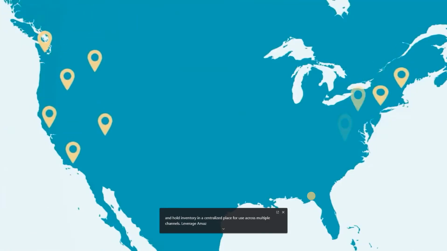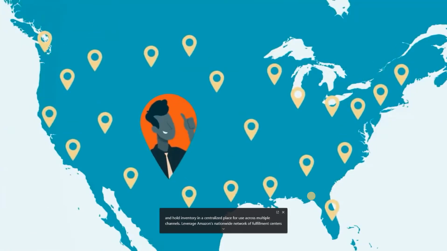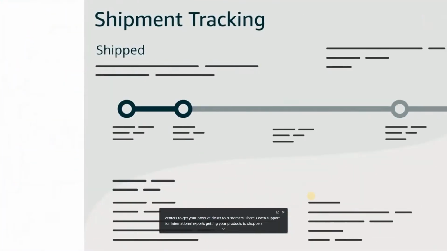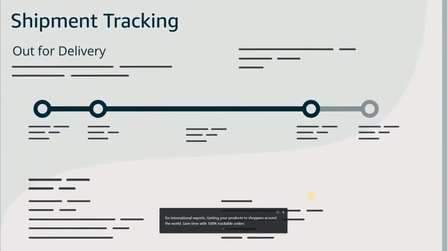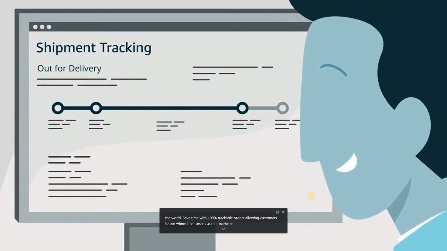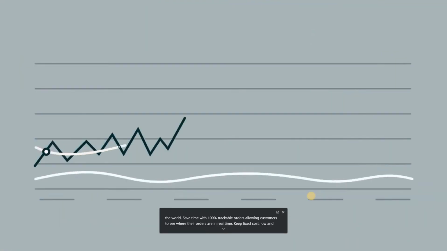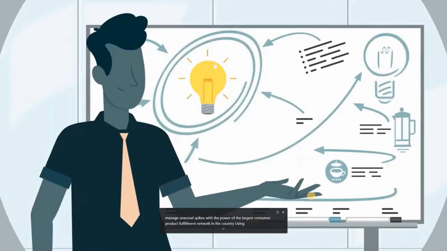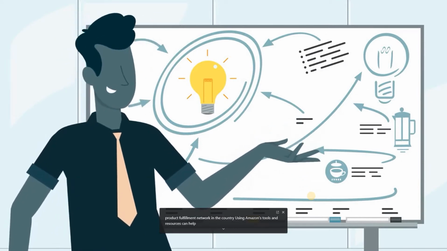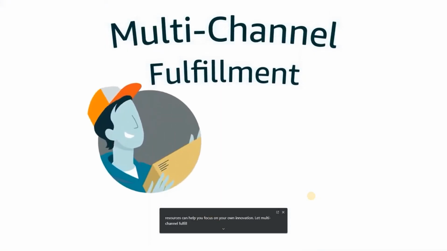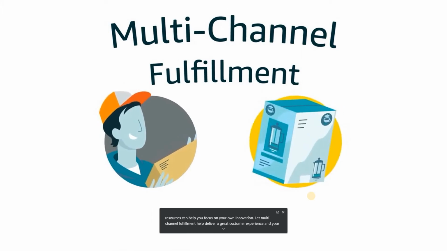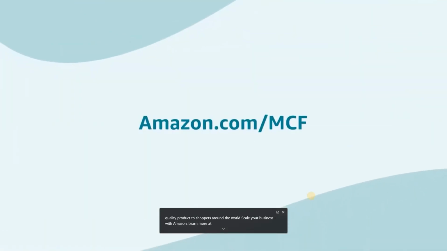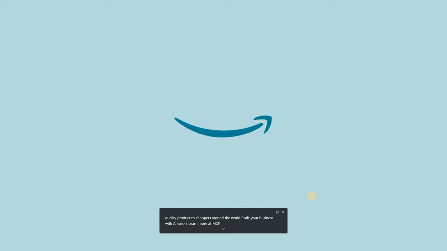Leverage Amazon's nationwide network of fulfillment centers to get your product closer to customers. There's even support for international exports, getting your products to shoppers around the world. Save time with 100% trackable orders, allowing customers to see where their orders are in real time. Keep fixed costs low and manage seasonal spikes with the power of the largest consumer product fulfillment network in the country. Using Amazon's tools and resources can help you focus on your own innovation. Let multi-channel fulfillment help deliver a great customer experience and your quality product to shoppers around the world. Scale your business with Amazon. Learn more at amazon.com/MCF.